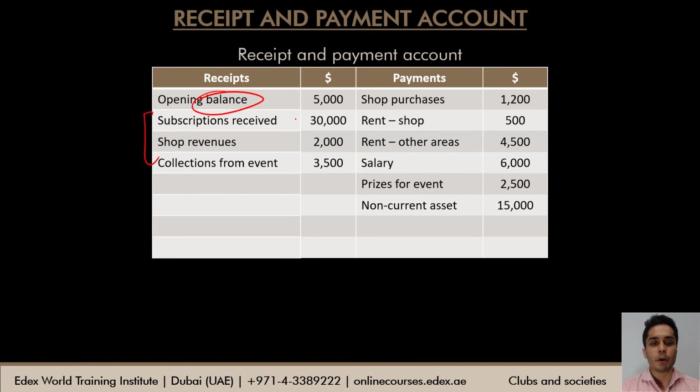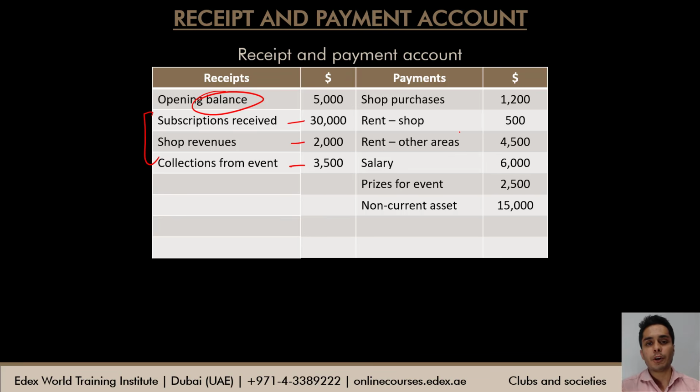Receipts in a club can be in the form of subscriptions received from the members, any revenues of the trading activity, any collections for a particular event, and many other receipts. For example, one could even record the sale of any non-current asset. The amount received from the sale of a non-current asset could also come on the left side.